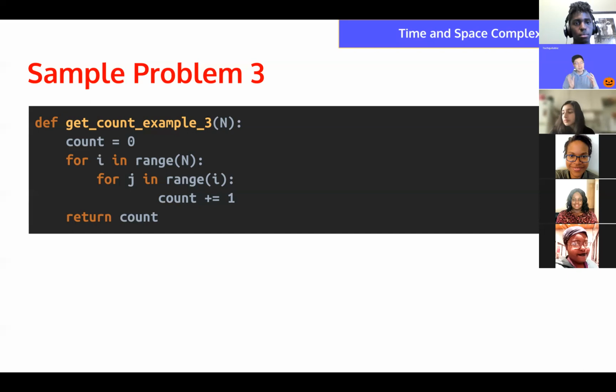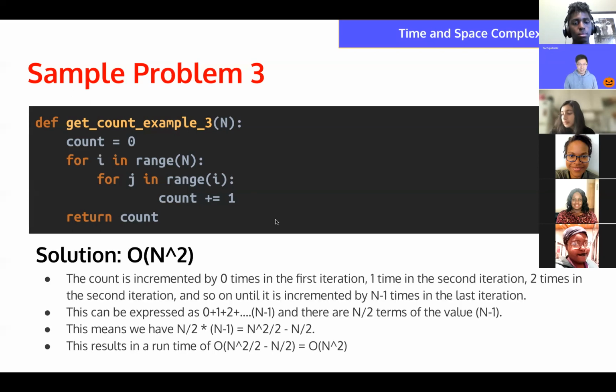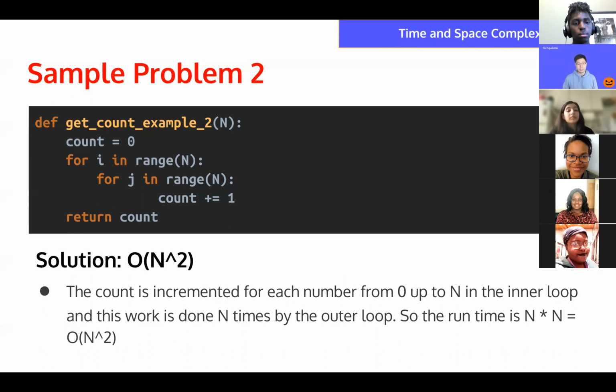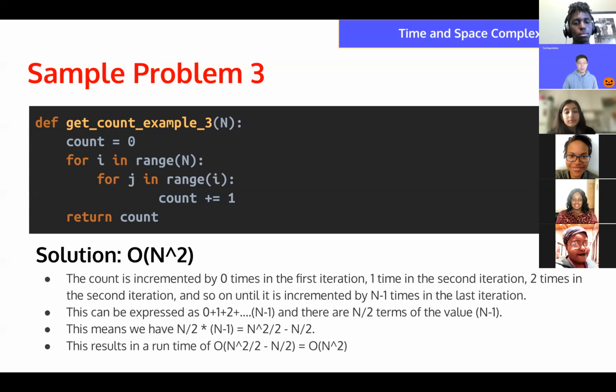It keeps going like that until the outer loop hits the n element, n minus 1. If we were to model that, it's a little complicated, but the end solution here is still O of n squared, which is once again the same as the answer to the second example problem.